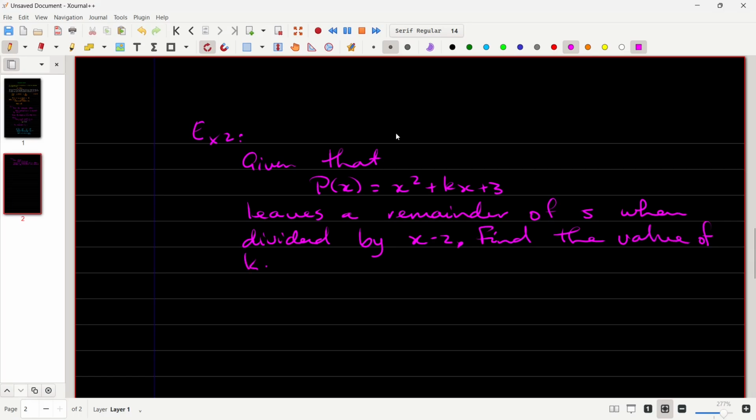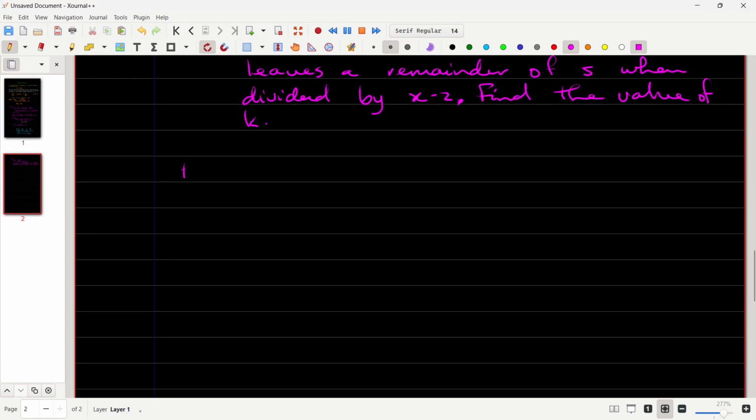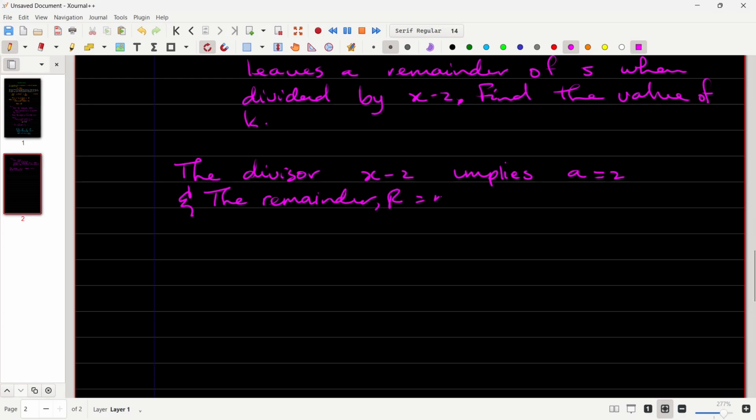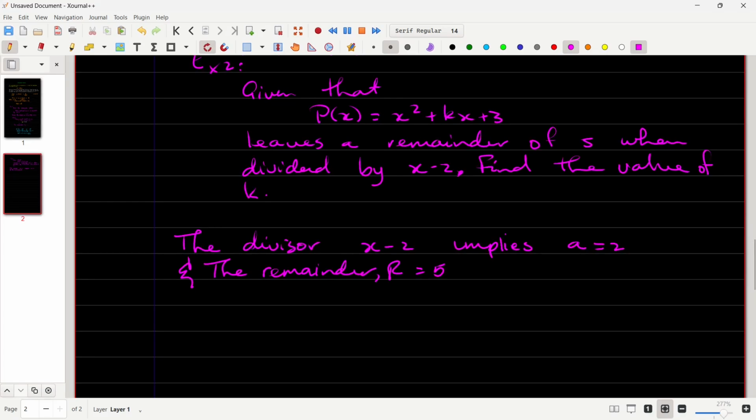All right, let's see if we can find that value of k. So the divisor x minus 2 implies that a is equal to 2. And the remainder r is equal to 5. So this is two pieces of information that I got from the question itself.